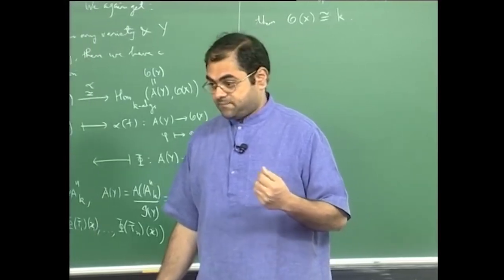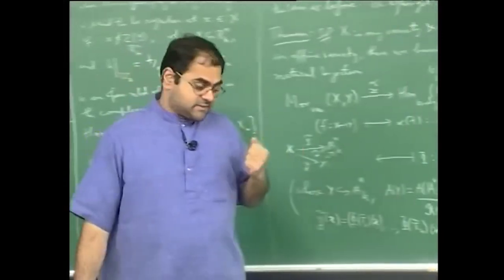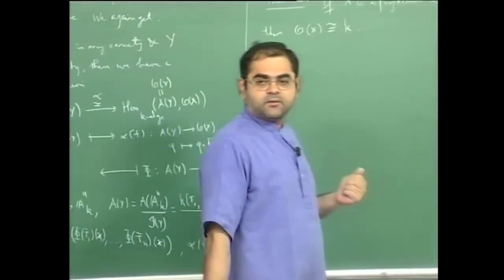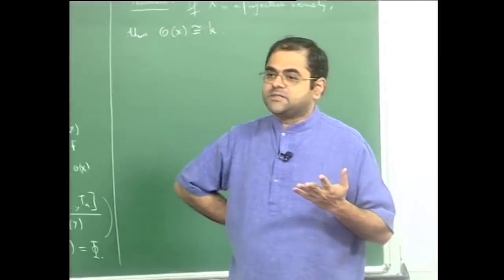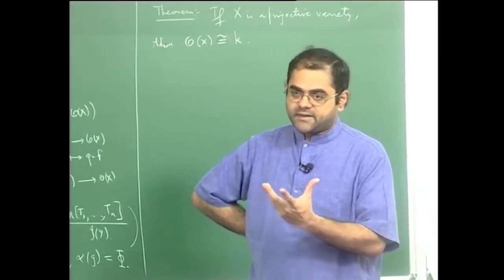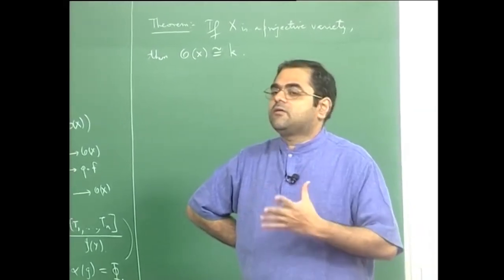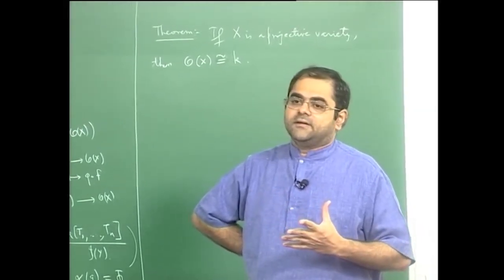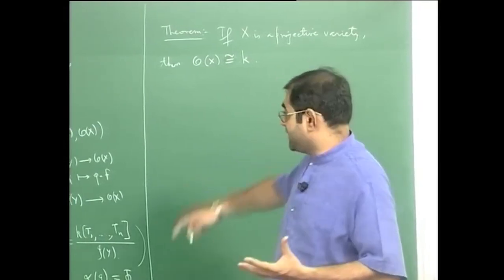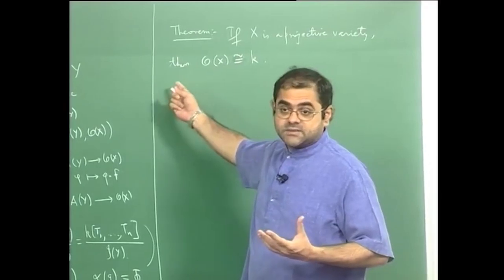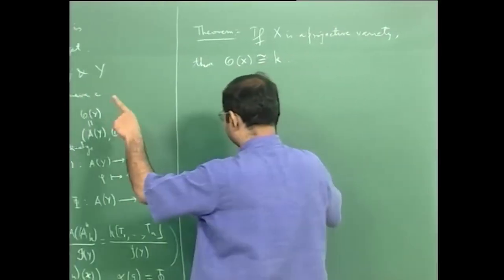But nevertheless, this doesn't mean that you don't have properties of a projective variety which are intrinsic to it as a variety. So what it tells you is that you can no longer work with global regular functions on it, because there aren't any non-constant global regular functions. I'll come to the proof of this later, but I want to tell you only one thing.